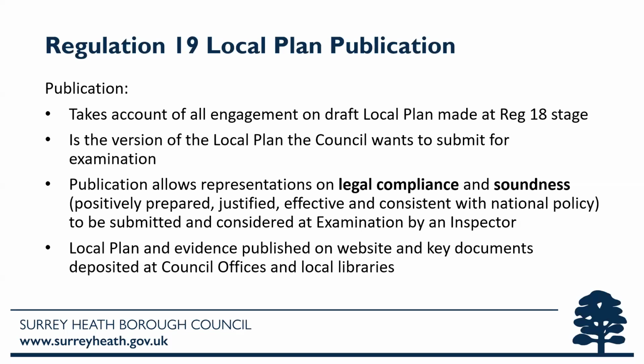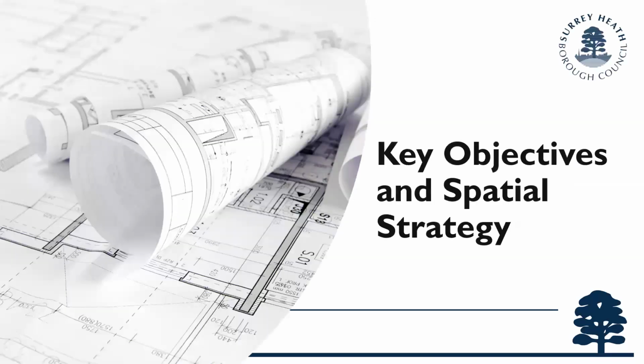At publication stage, the plan and supporting evidence will be made available online, and the consultation documents, including the plan, will be deposited at council offices and at local libraries. Should you wish to make a representation on the Regulation 19 local plan, we'll have some further guidance on how to do so later on in this presentation. I hope that's provided a useful overview of the current stage of plan making. So now I'll hand over to Jane, who will be discussing the key objectives and spatial strategy of the plan.